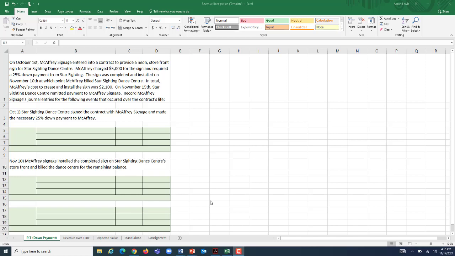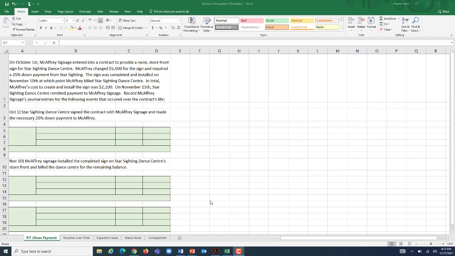The sign is going to be completed and installed on November 10th, a little more than a month after they signed the contract originally, at which point McCaffrey is going to bill Star Sighting Dance Center. In total, their cost to create and install the sign is going to be $2,100. And then on November 15th, after they've billed them, Star Sighting is going to remit payment to McCaffrey Signage.